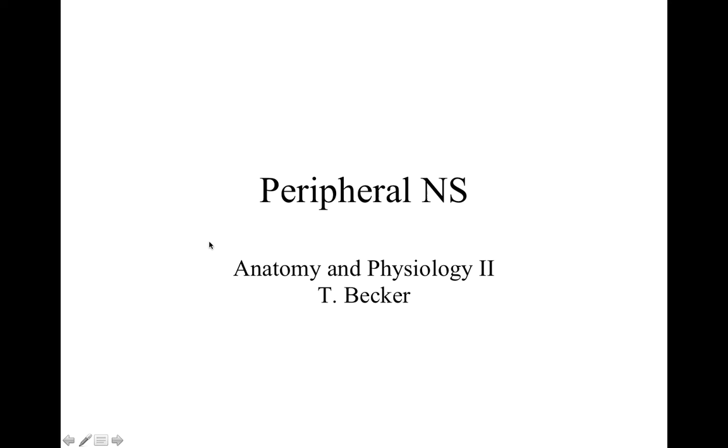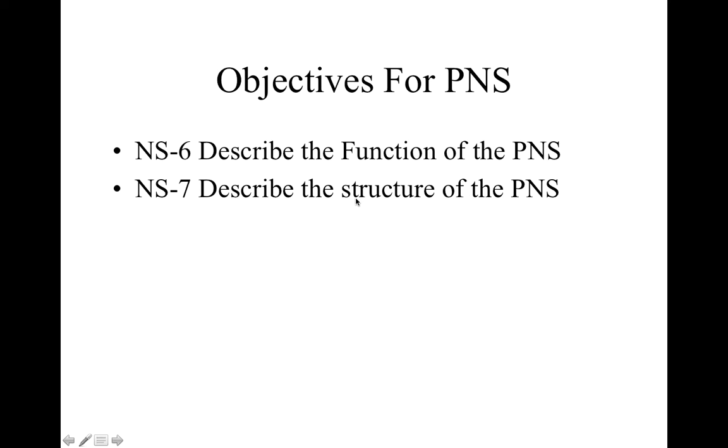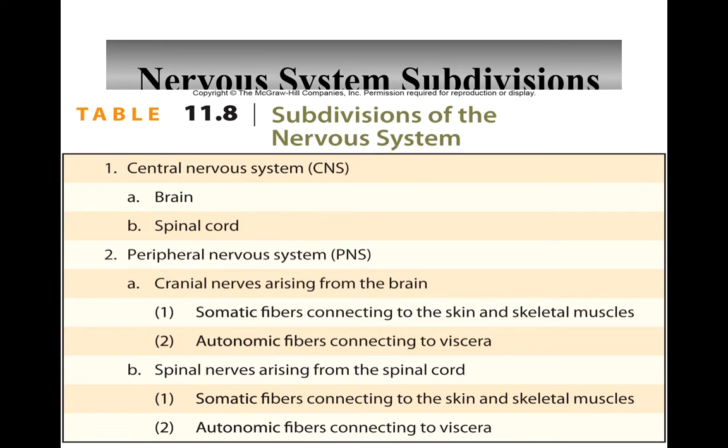Okay, so this is the peripheral nervous system, lecture 1. There's the objectives. This just gives us a breakdown, something we already saw in chapter 10, of the divisions of the nervous system. So we've got the central nervous system, that's the brain and spinal cord. Then you've got the peripheral nervous system. And we really didn't talk a lot about this in chapter 10, that it's the cranial nerves and the spinal nerves. And the cranial nerves come from the brain, and then the spinal nerves come from the spinal cord.